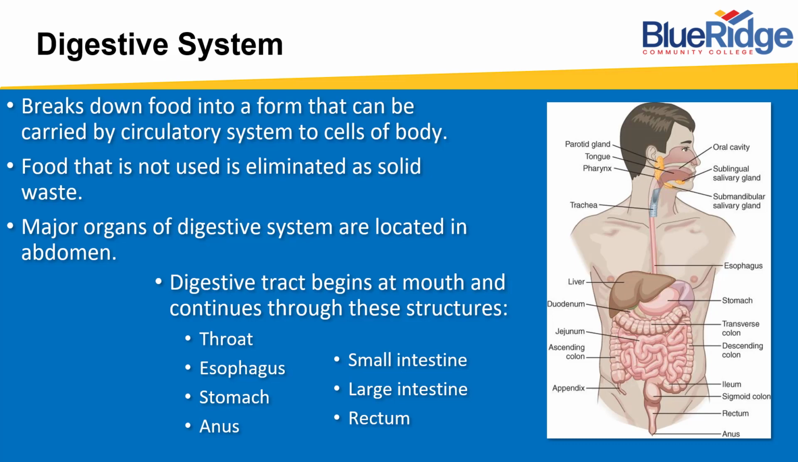The digestive system also includes the liver. It produces bile to help digest fats. The gallbladder, pancreas, and the pancreas produces insulin to aid in the body's use.